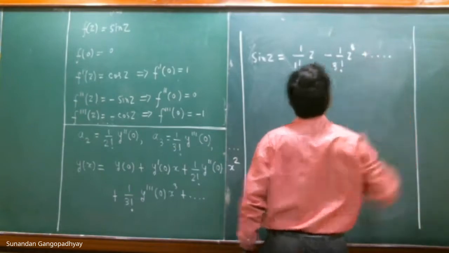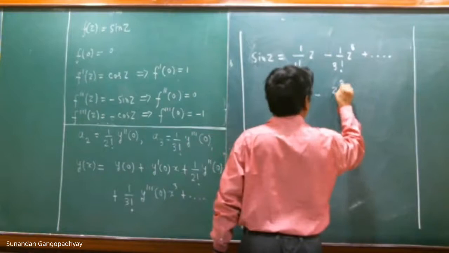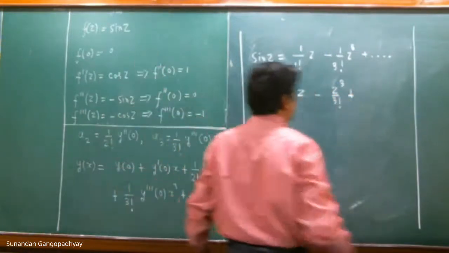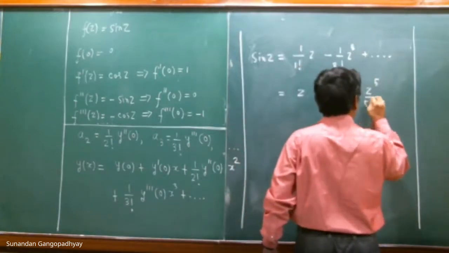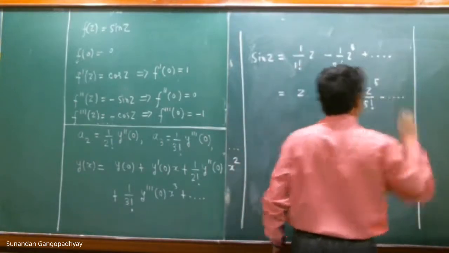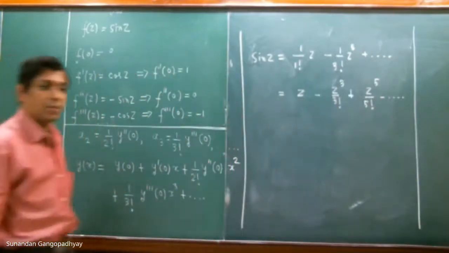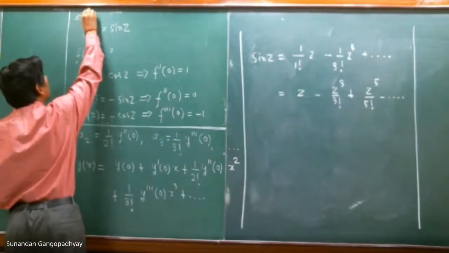And you can keep on doing this. So this gives us z minus z cube by 3 factorial. And if you keep on doing this, you can see that the next term will be z to the power of 5 by 5 factorial. So this is the expansion of the function sine of z. So this is example 2.